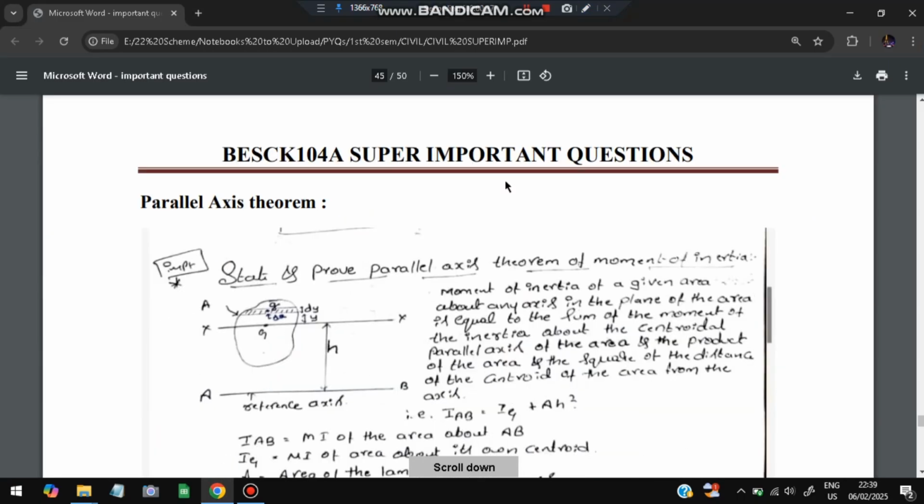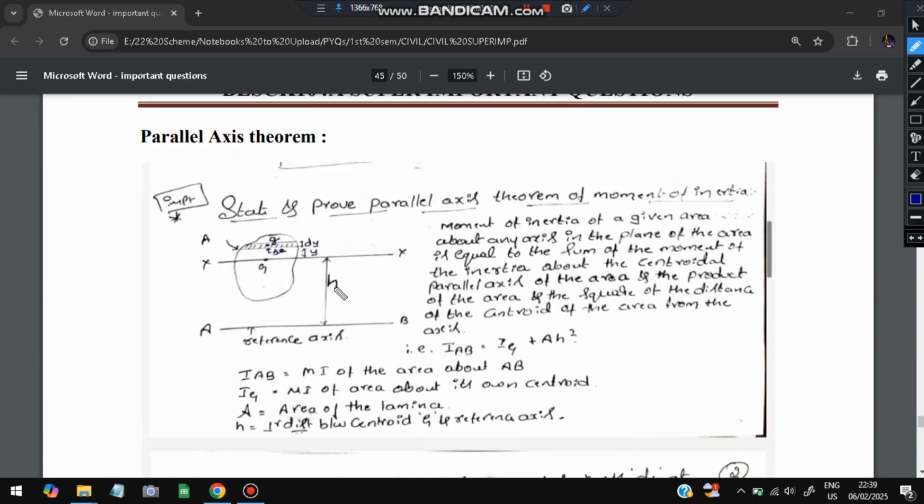Next is the parallel axis theorem. In the parallel axis theorem, what happens? There will be a reference axis, and there will be another shape here. From that shape, another line will be going. This is the main axis, and it will be passing through the center of gravity.